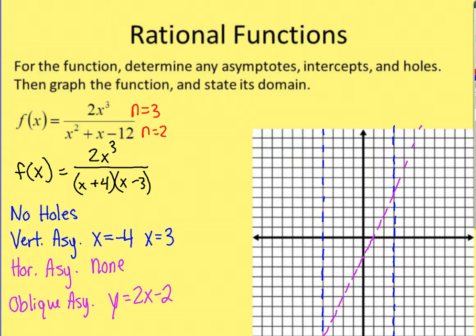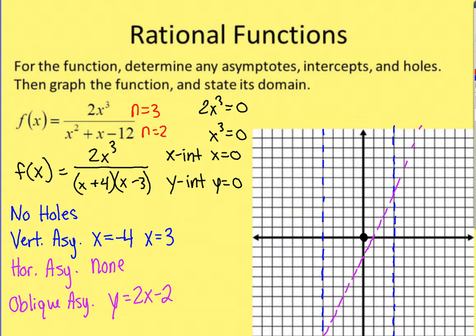Remember, next you find the intercepts. Your x-intercepts is where the numerator is equal to 0. So 2x cubed is equal to 0. If we divide both sides by 2, we get x cubed is equal to 0. Take the cube root. X is just equal to 0 will be our x-intercept. And the y-intercept, you plug in 0 for the entire function. If we do this, it's going to be 0 over negative 12. So in this case, our y-intercept will also be 0.